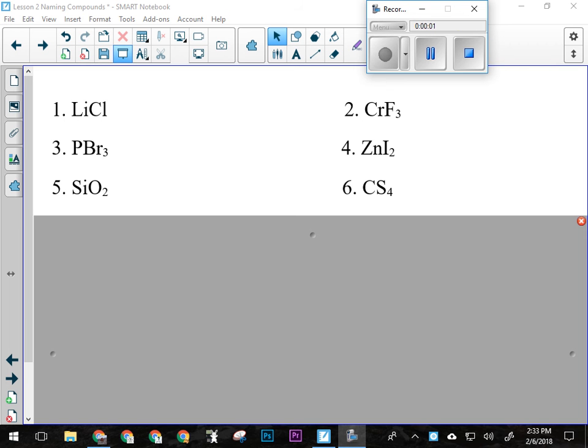Okay, so our first one, we've got lithium and chlorine. Ionic or molecular compound? It's ionic because lithium is a metal. So we would name this according to the ionic rules, which is name the metal first and the non-metal second, and make the non-metal end in "ide." Simply lithium chloride, no prefixes.